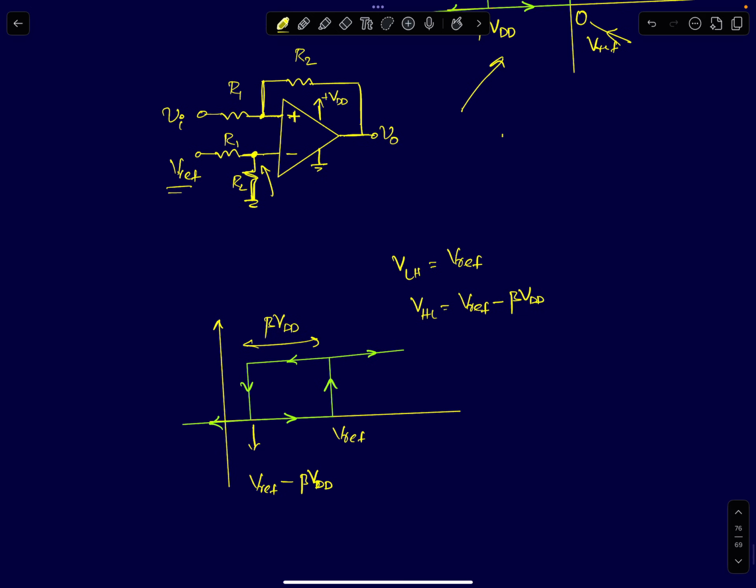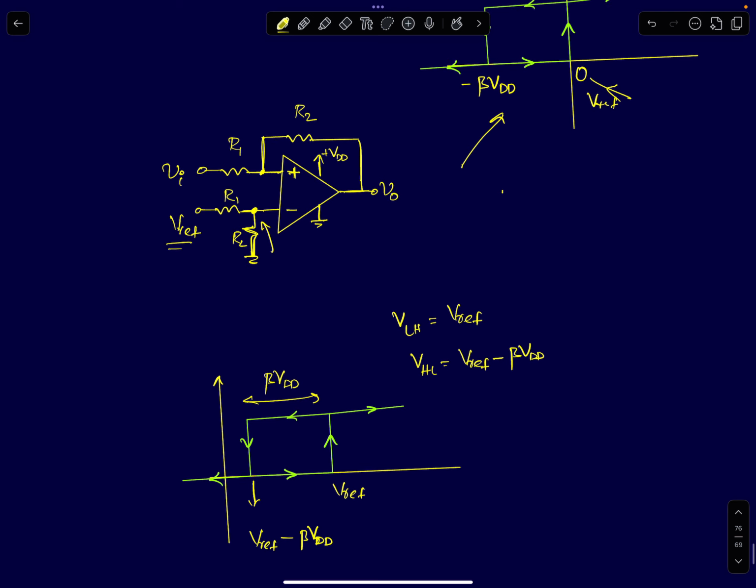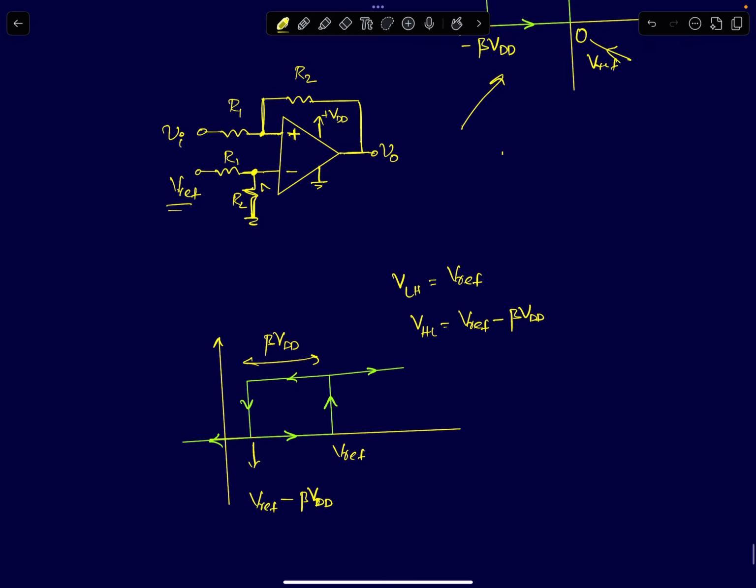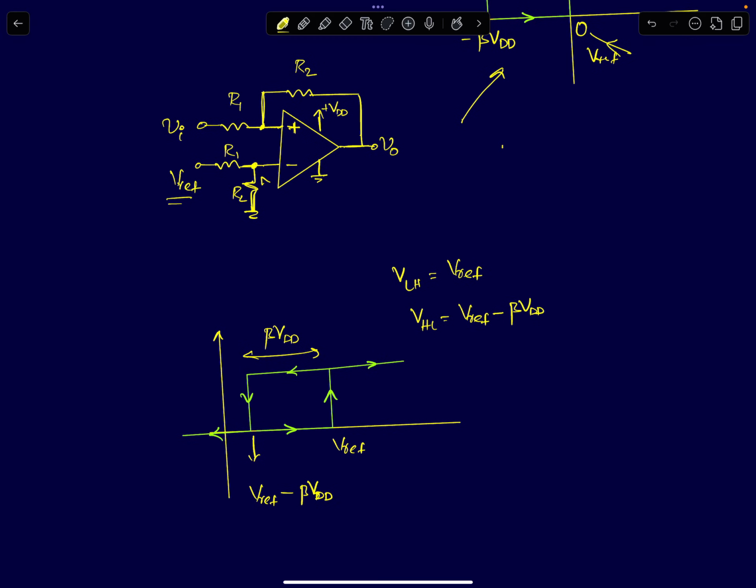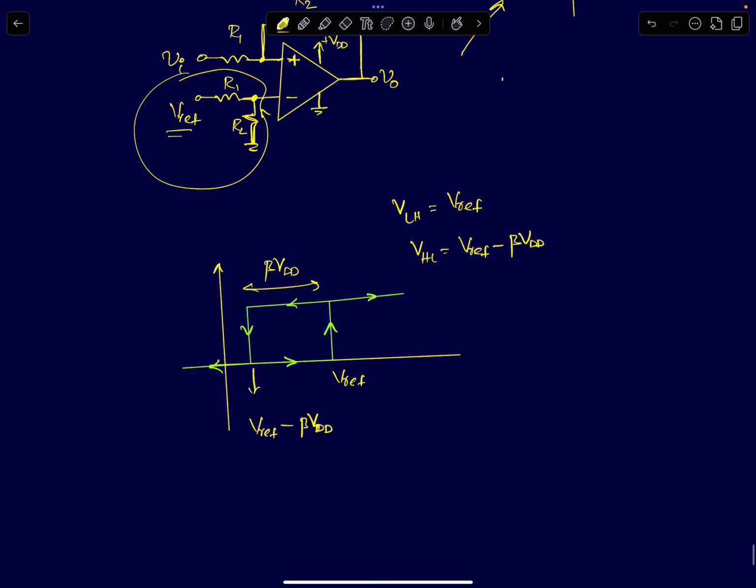I'm not doing the mathematical analysis because I've already performed the analysis of this circuit in one of the previous lectures, the lecture on Schmitt triggers with asymmetric threshold voltages. You can go through that. All I'm saying is, by just connecting VREF and a resistor divider R1 and R2, it amounts to shifting the entire transfer characteristic to the right by VREF volts.